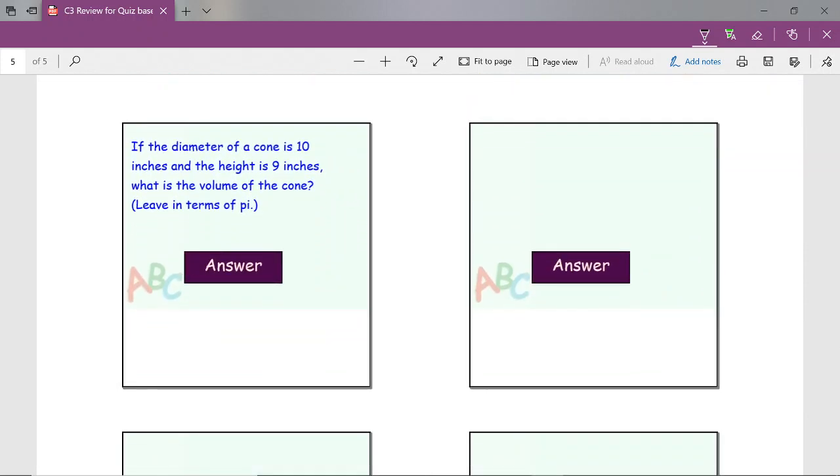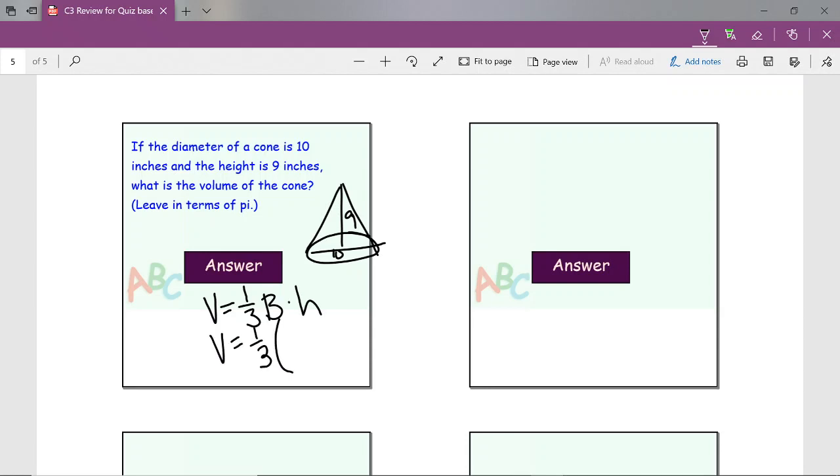All right, and then one last problem here, the volume of a cone. We have a diameter of 10 and a height of 9. What's the volume? Well, volume is 1/3 area of the base times the height. So 1/3 area of that base. So pi, or actually in this case it wants it in terms of pi, so we'll leave pi as pi times radius squared and then times our height of 9. That gives me 1/3 times pi times 25 times 9.